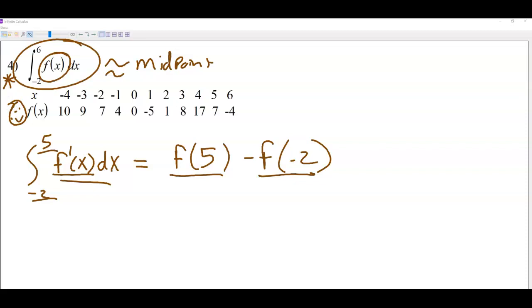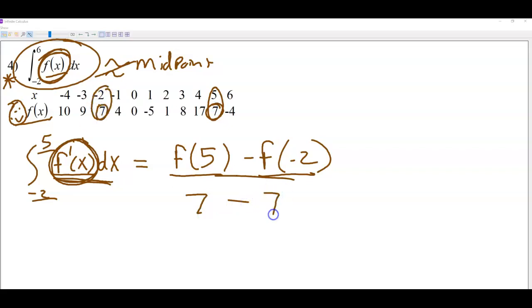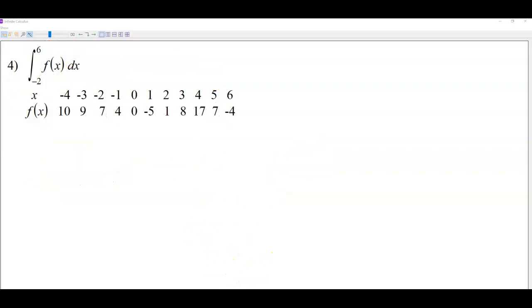So it's a different question. It looks very similar, but because this is a derivative instead of the original function, the way you do it is very different. So for the one where the function matches these values, that's a sum using geometry, right? But when it's a derivative, you do the fundamental theorem of calculus. So f of 5 is 7, and f of -2 is also 7, which means 7 minus 7 is 0. So the answer to that one is 0. All right. Next one.